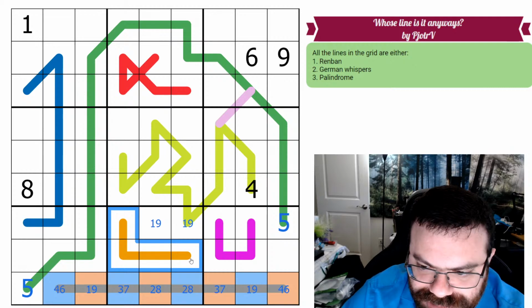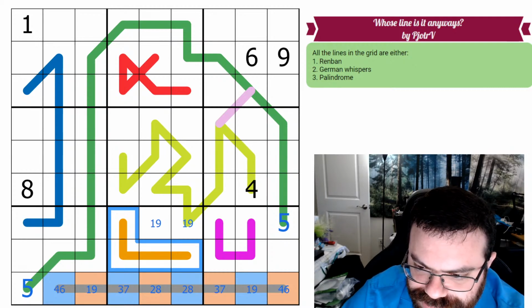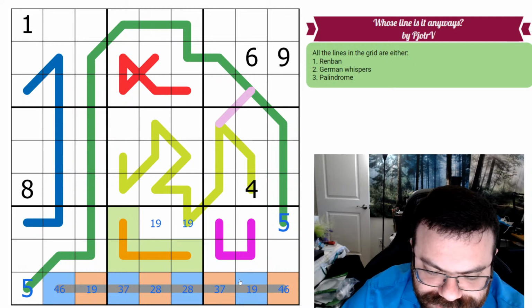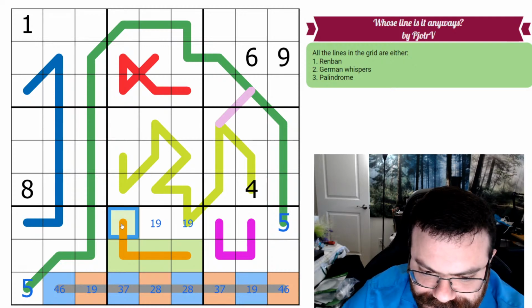So this one's Renban. Should I color it something to denote Renban? Sure, I'll color it green to make it Renban. You know what? I like purple better. Purple's Renban.